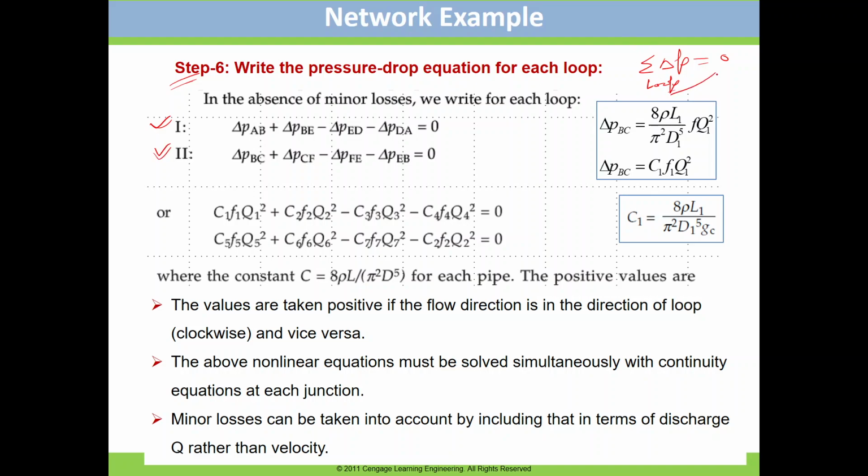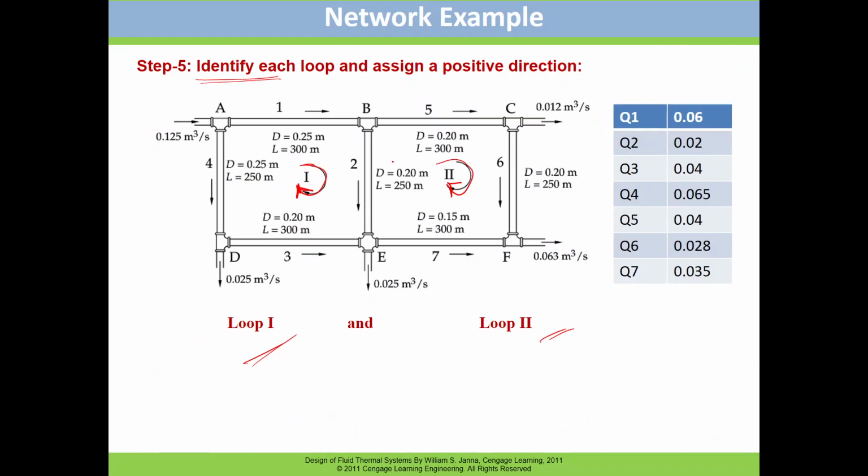So this is a summation, but remember that when it is in the direction of the loop, we consider it as positive, and when it is opposite to the loop direction, we consider it as negative. The same applies for loop 2 also. As you go back here, you see that the flow rate in line number 1 is in the direction of the loop, and in 2 it is opposite, in 3 it is opposite, and in 4 it is opposite. So 1 and 2 are along the direction of the flow, 3 and 4 are opposite.